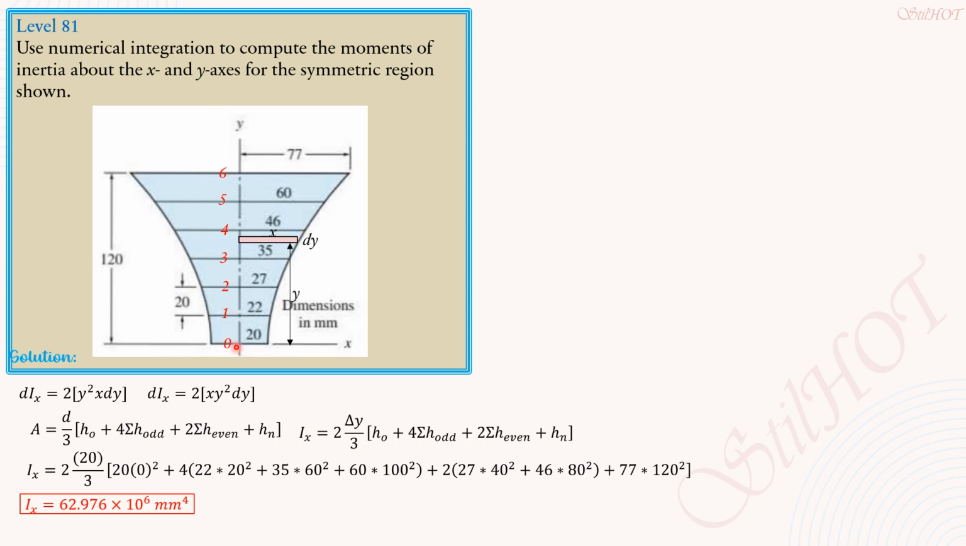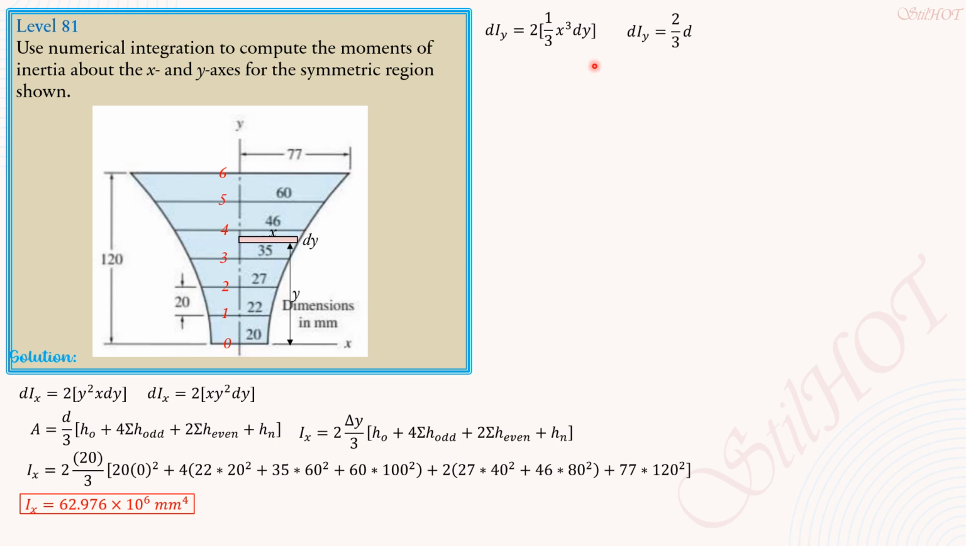Likewise, with respect to the y-axis, the moment of inertia of this element is 1/3. Remember, 1/3 rectangle with respect to the base, 1/3 x cubed dy. So diy is 1/3 x cubed dy. Then we multiply it by 2 for this other strip here on the left. So times 2.